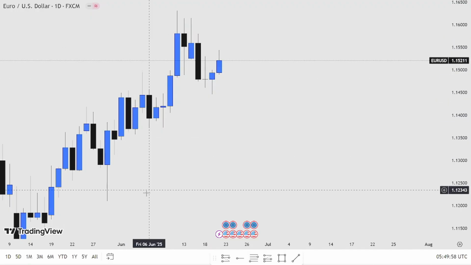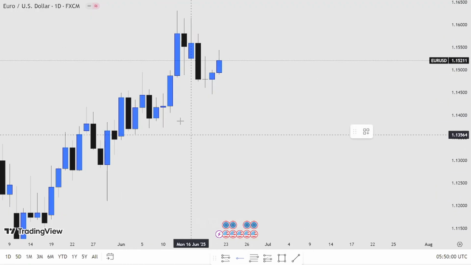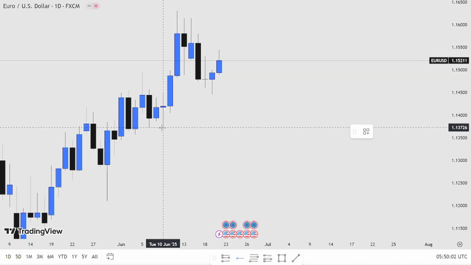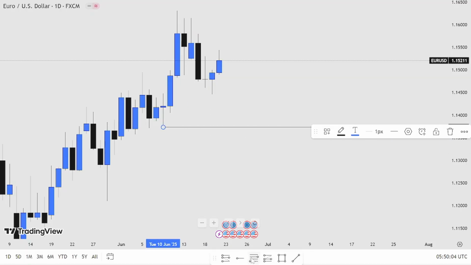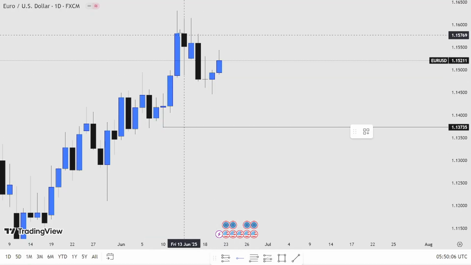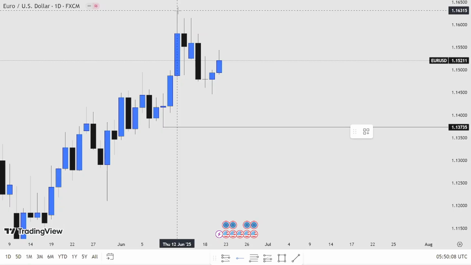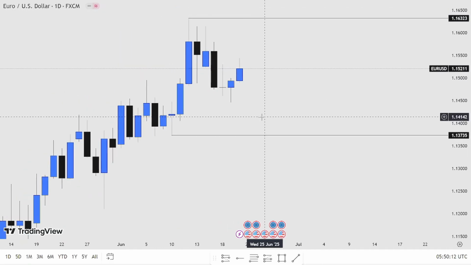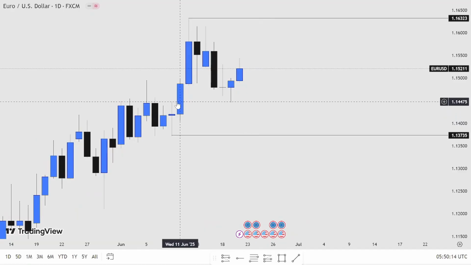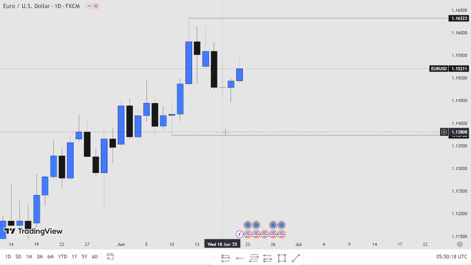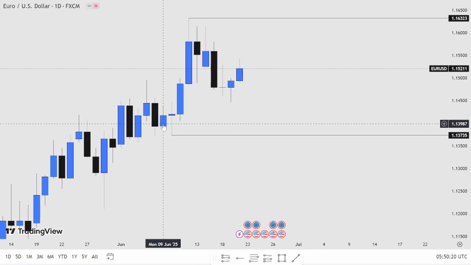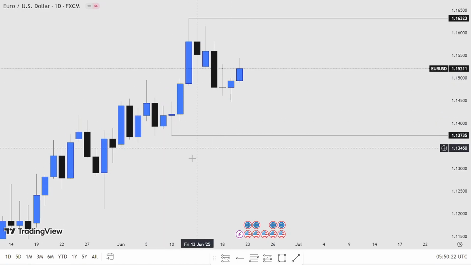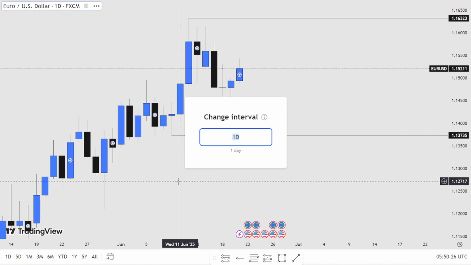And I mark the last low. I also mark the last high. As you can see, there was an order block here, and I think it has been filled because we can see some movement going up. It shows rejection.